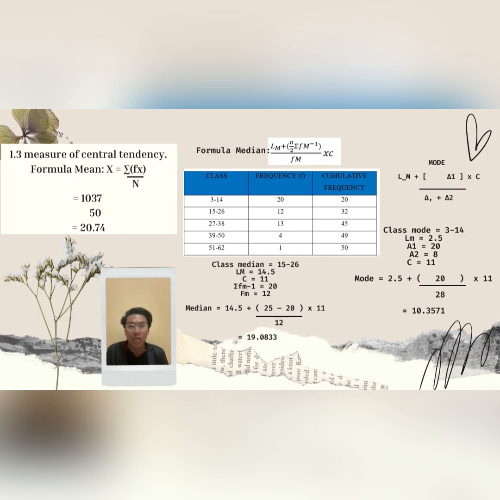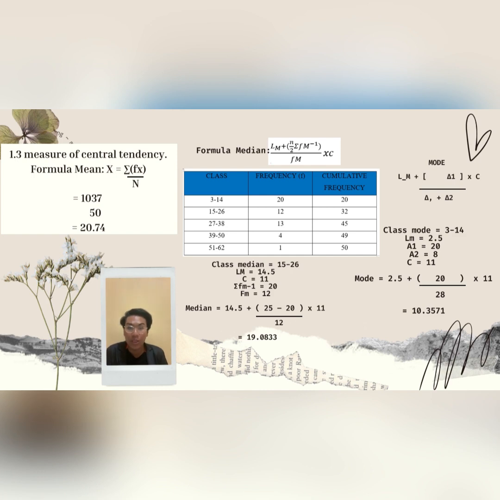For the median, the way to get it is to take the sum of the frequency divided by 2, then look at the cumulative frequency where the number is n, take the class and calculate together with the lower class boundary and class size. The last calculation we got for the median is 14.5 plus 25 minus 20 divided by 12 and multiplied by 11. So the median of labor for the age group 15 until 26 in Wilayah Persekutuan Kuala Lumpur was approximately 90.0833.